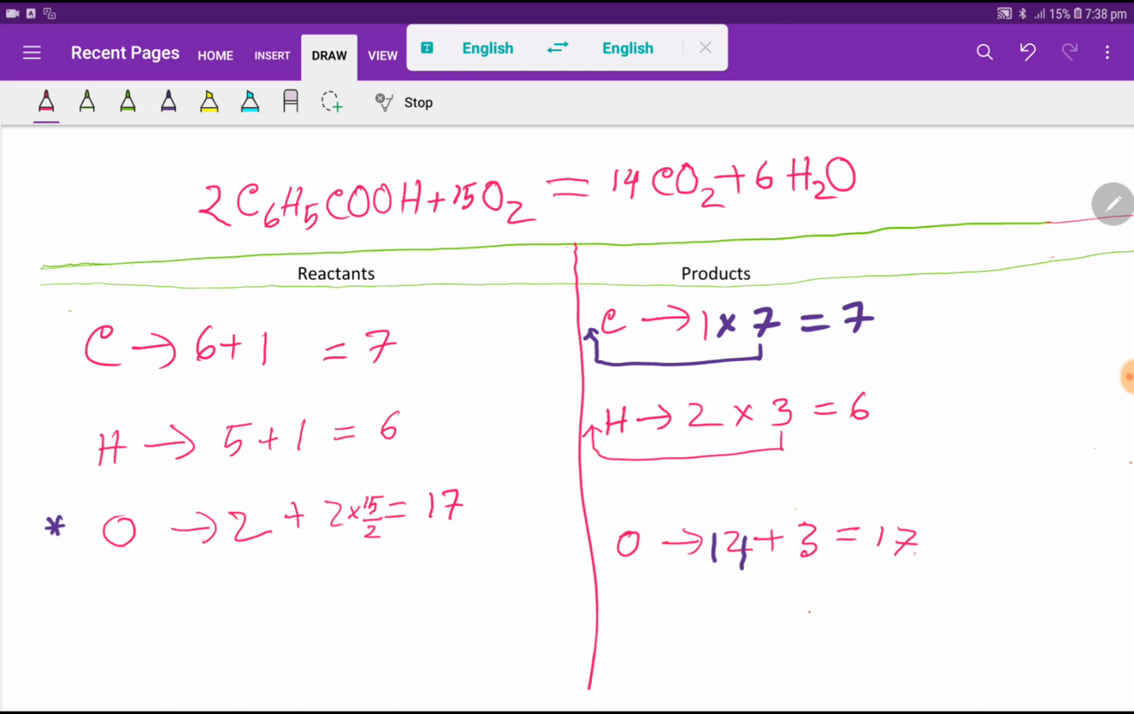Actually this is not hard, right? This is easy, you just have to apply your common sense.